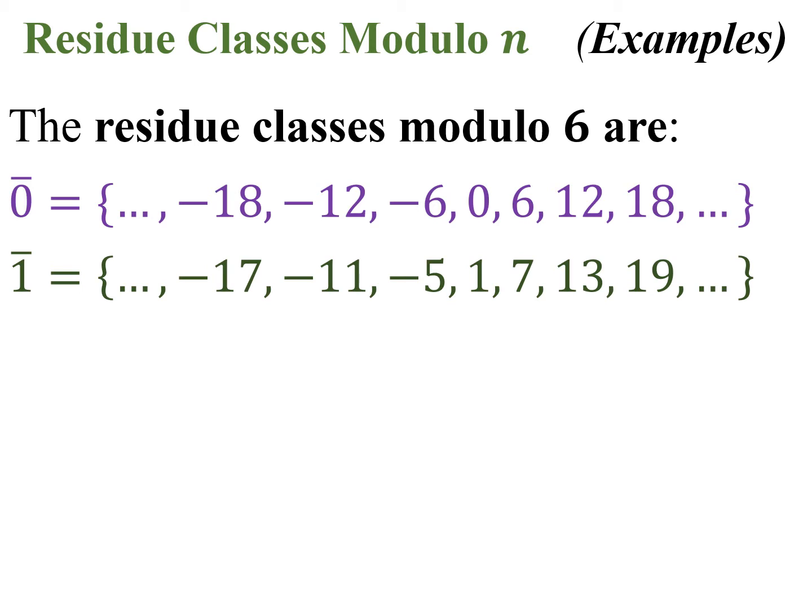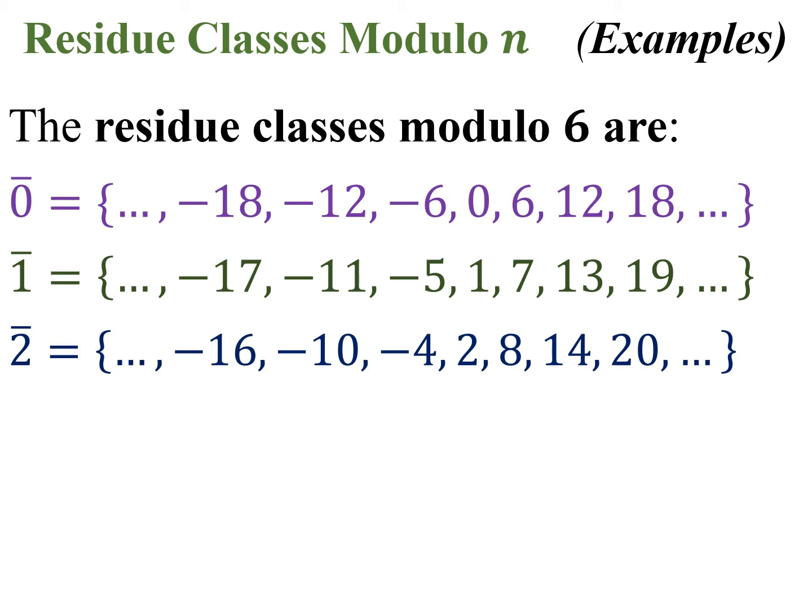Similarly, the residue class of 2 contains 2 itself and all those integers which are congruent to 2 modulo 6, obtained by adding multiples of 6 to and subtracting multiples of 6 from 2. In this way, we will get 2 plus 6 is equal to 8, 8 plus 6 is equal to 14, 14 plus 6 is equal to 20 and so on. And after subtracting multiples of 6 from 2, we will get 2 minus 6 is equal to minus 4, minus 4 minus 6 is equal to minus 10, minus 10 minus 6 is equal to minus 16 and so on.